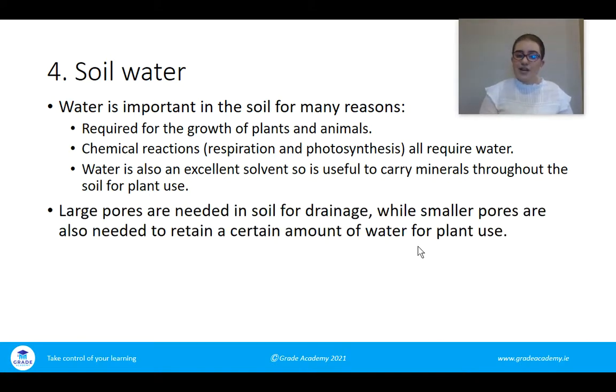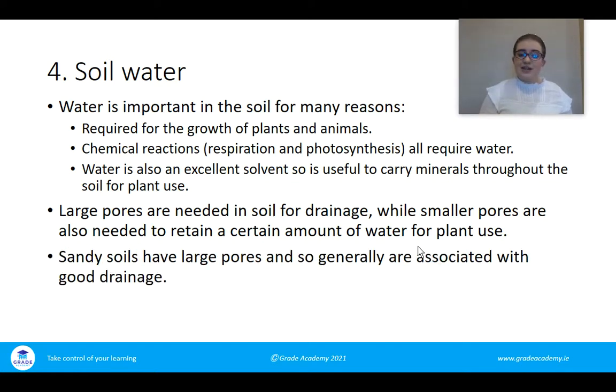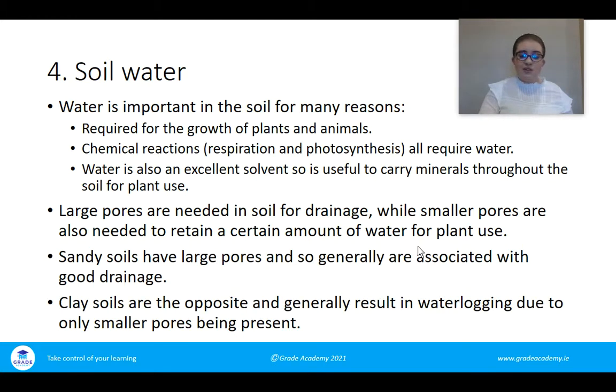Large pores are needed for drainage, while smaller pores are needed to keep in a certain amount of air and water in the soil. So you need a mixture of your macro and your micro pores. You don't want all very, very large pores. You want a mixture of both, because that's going to mean that air and water can get through easily, but at the same time, it's not all going to be lost and plants can use it. Sandy soils have large pores, which are associated with good drainage. However, clay soils are the opposite, and they generally have quite small pores, and they would be quite prone to waterlogging and, in worst cases, flooding.